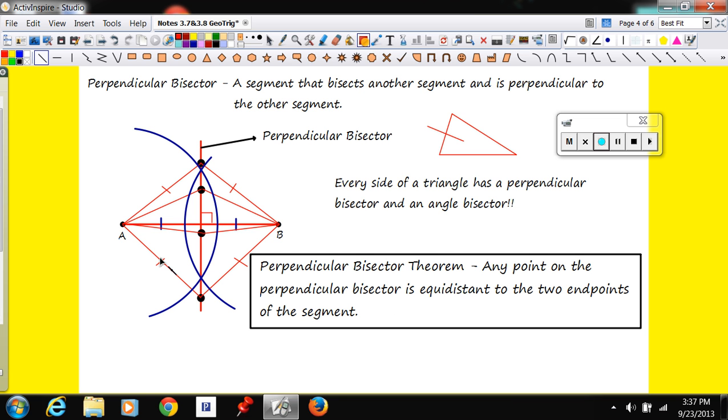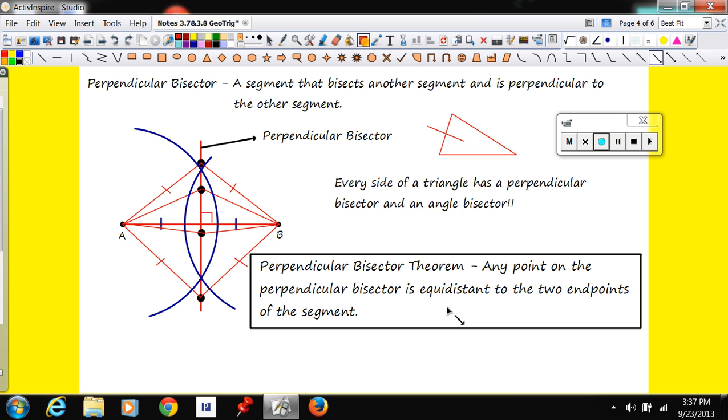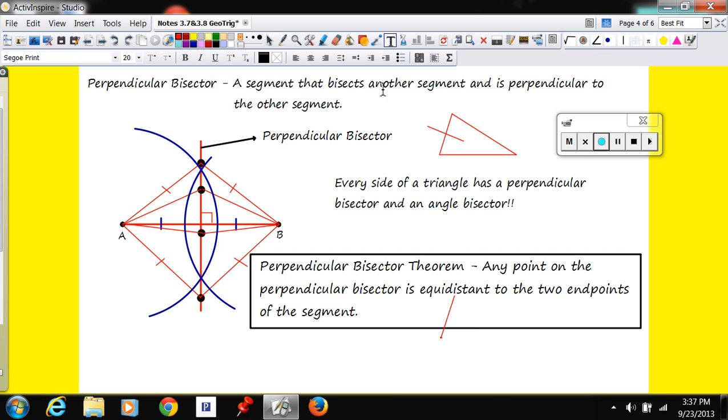It's equidistant from point A as it is to point B. Equidistant right there means the same distance. So it just says equidistance. It means equal distance. So equidistant you could put down as equal distance. It's the same distance as it is from one point to the other. That's equidistant.